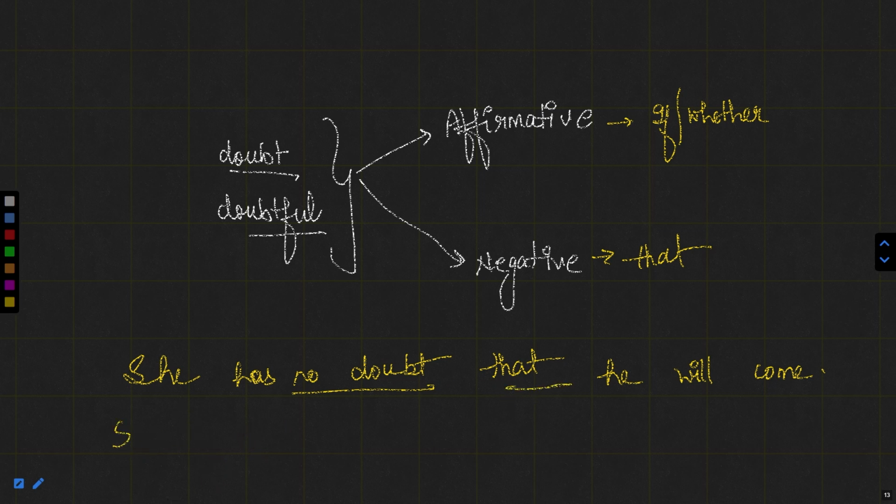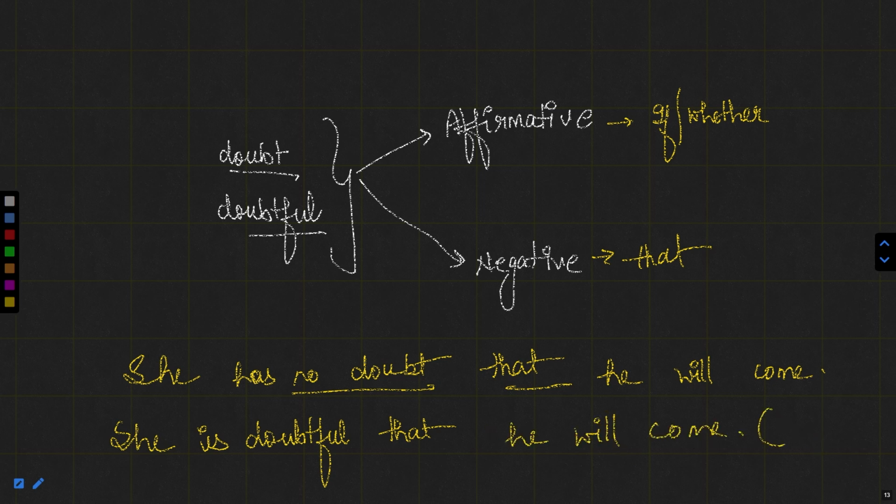But if I say she is doubtful that he will come, now this sentence will be incorrect. Why so? Because here it is written she is doubtful that. Now if she is doubtful, this is not a negative sentence. So if it is not a negative sentence, we write either whether or if. So we can write either of these two, whether or if.